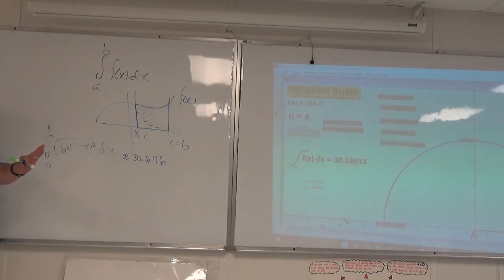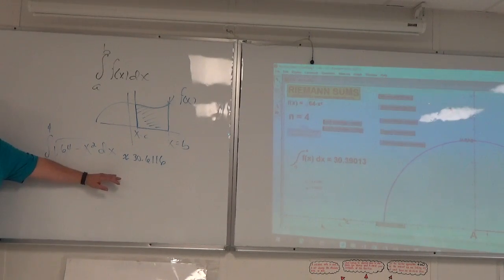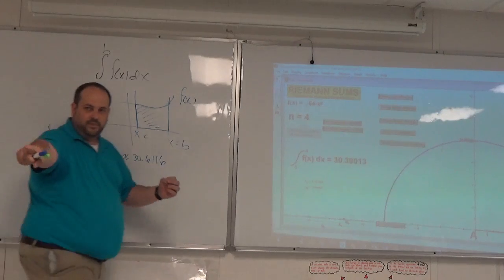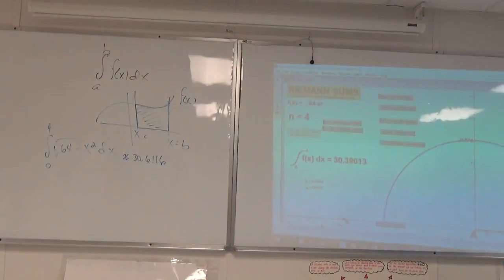30.6116. How many of you are getting 30.6116? Lewis, you okay with 30.6116? That looks like no, or it's the slowest yes I've ever heard. 30.6116. Andrew, you get him? Help out. Everybody good? We know what the value is.